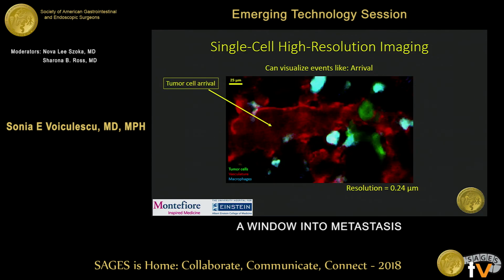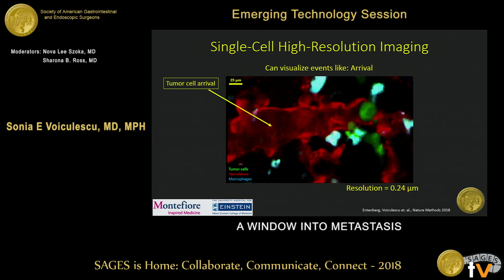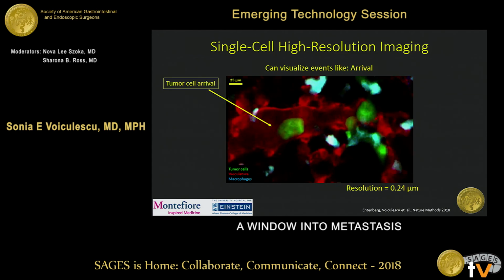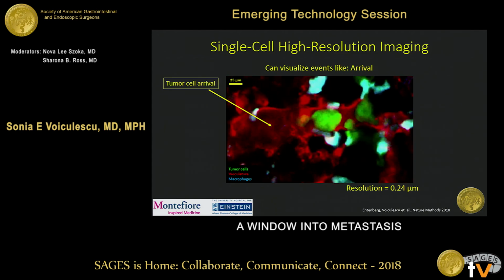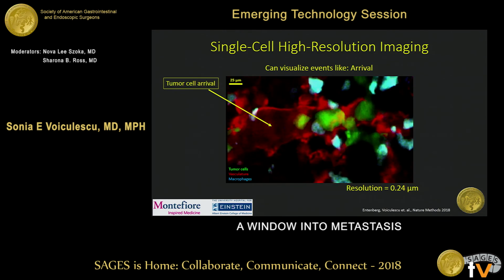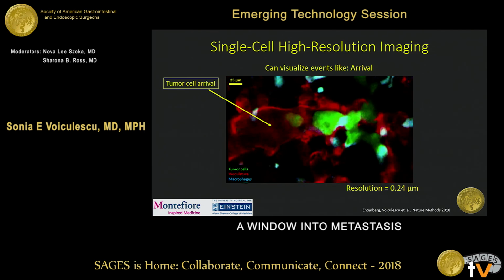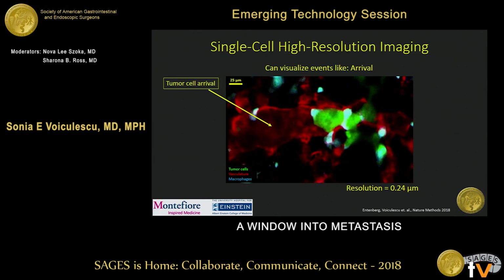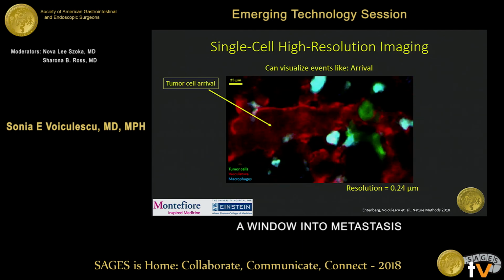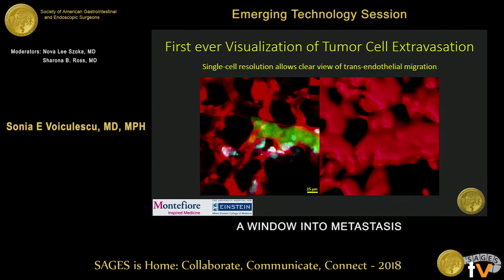So let's see, what can we see? This is the arrival of tumor cells into the capillaries of the lung. And it's interesting to study this process in vivo and to actually see how it occurs in the living, breathing mouse. You could see how the tumor cells interact with these tumor-associated macrophages and how they behave.